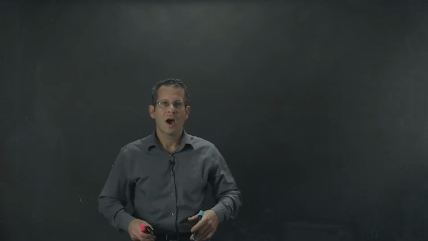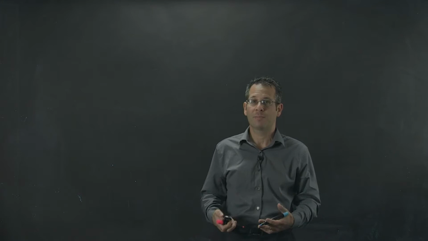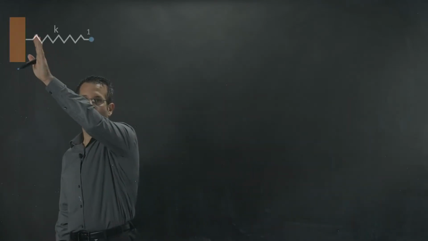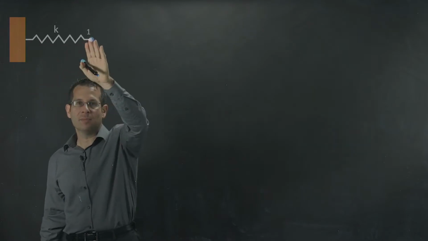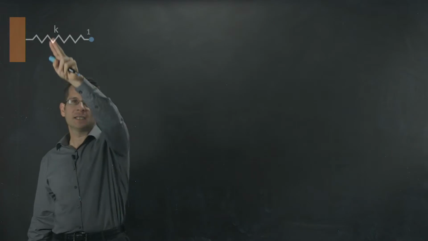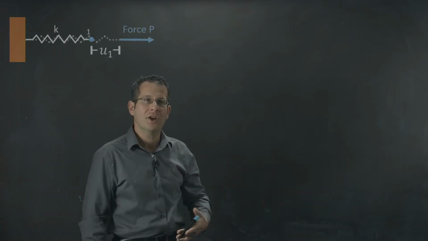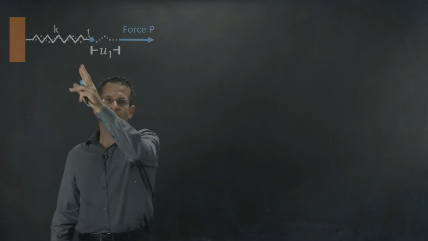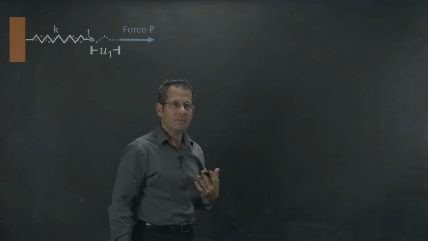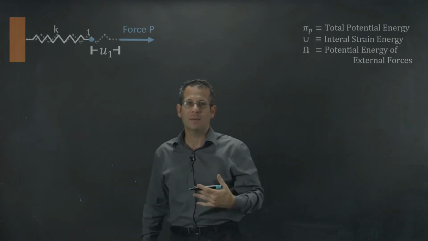In this video, I'm going to apply the method of minimum potential energy to the simplest problem I can think of. A single spring attached to a wall at one point and free to move at another point, I'm calling node 1. The spring has a stiffness of K. And of course, I'm going to apply a force at node 1, and node 1 is going to be displaced by some amount, U1.